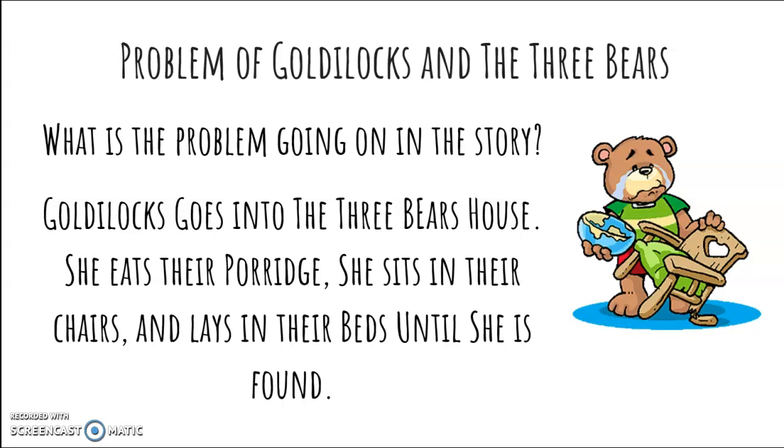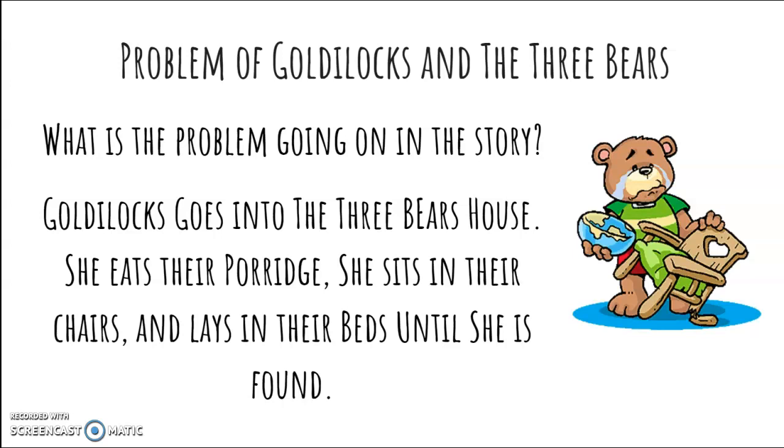The next part of the story we want to know is the problem of the story. In order to figure this out, we're going to ask ourselves, what is the problem going on in this story? In Goldilocks and the Three Bears, we know that Goldilocks goes into the Three Bears' house when they're not there. She's really, really hungry, so she decides she wants to eat some porridge. First, she goes to Papa Bear's porridge, which is way too hot. Then she tries to eat Mama Bear's porridge, which is way too cold. And then she tries Baby Bear's porridge, and it's just right, so she ends up eating all of it.